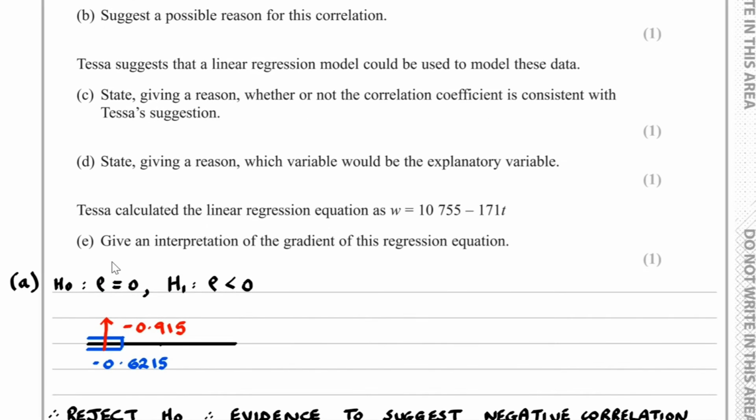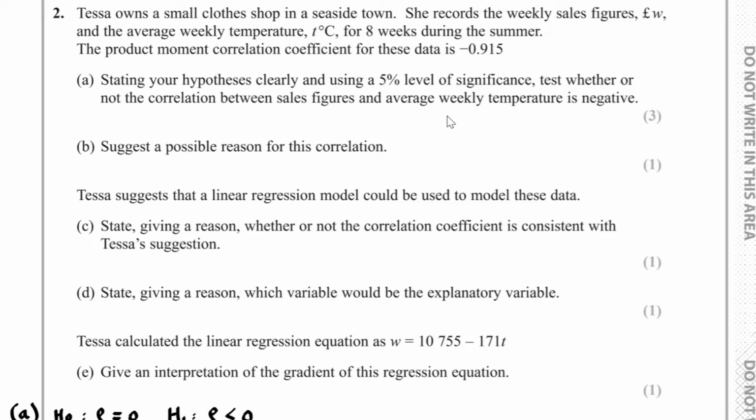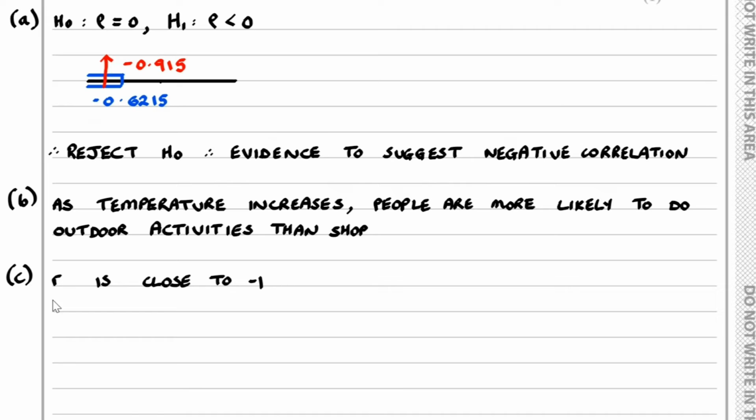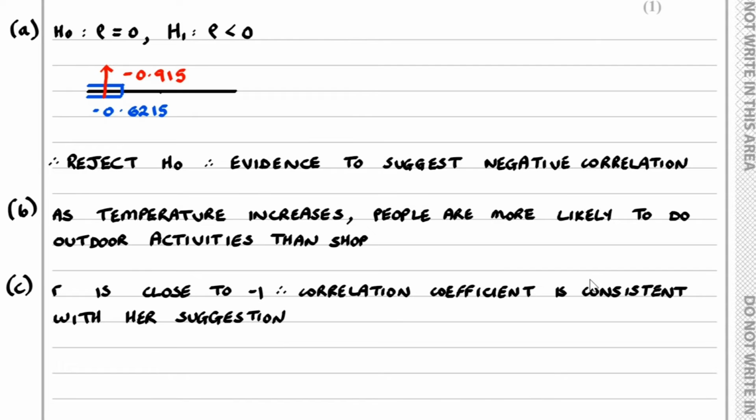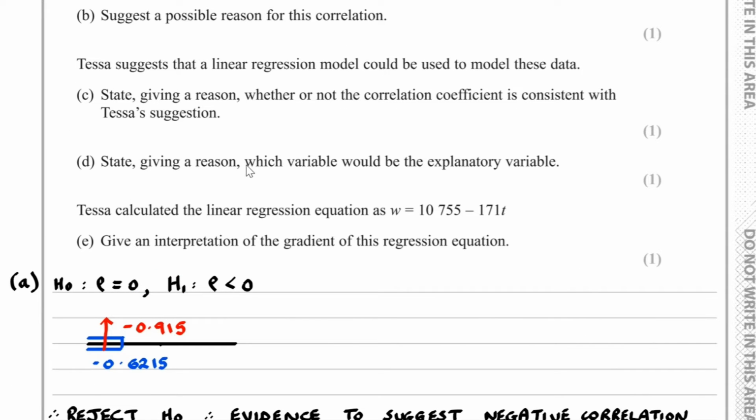And so because we've got something which is pretty much a straight line, because R is close to negative 1, we can then say that the correlation coefficient is consistent with her suggestion. Then for part D, we have to state, giving a reason, which variable would be the explanatory variable.